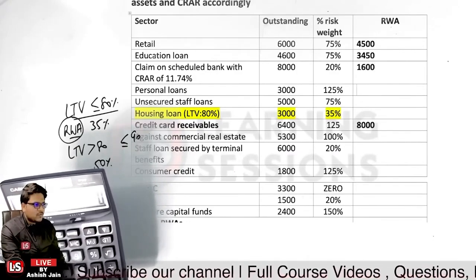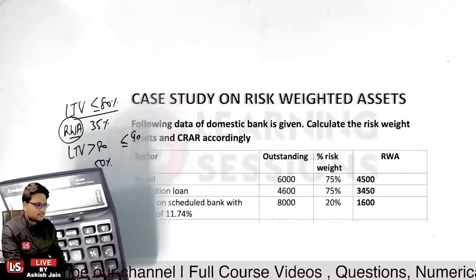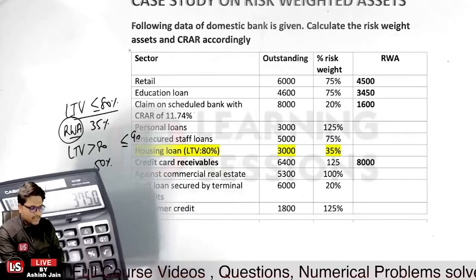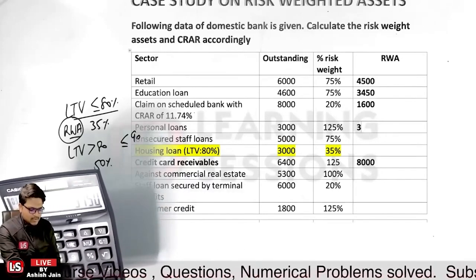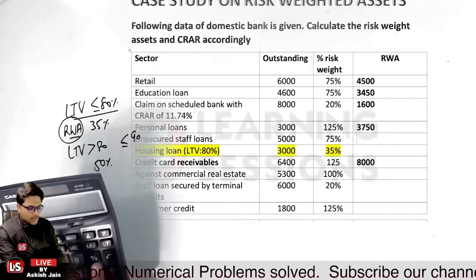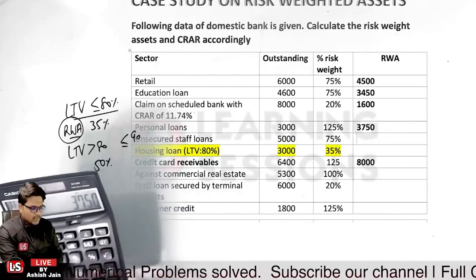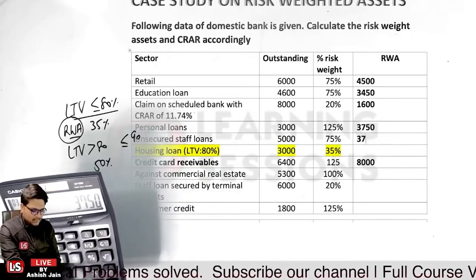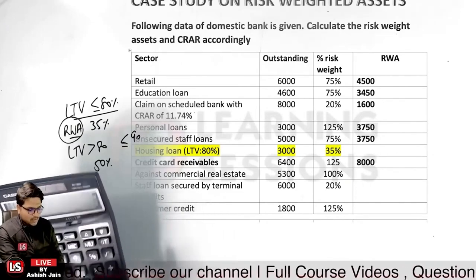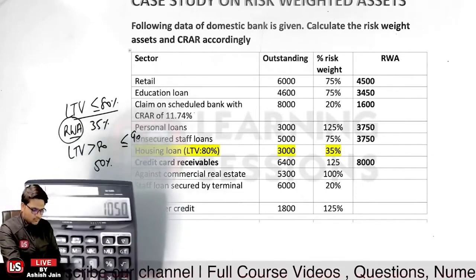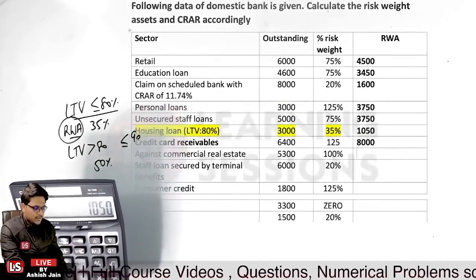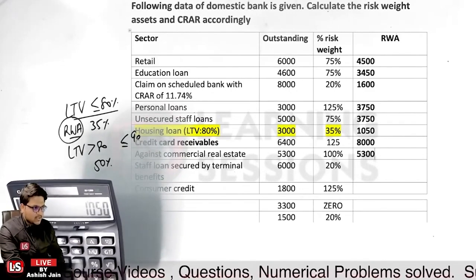And for the personal loans, it is 125%, so it will be 3,000 into 125%, that is 3,750. And further, in the case of the unsecured advance loans, it is 5,000 into 75%, so it will be 3,750 again. And then it is housing loan LTV 35%, so 3,000 into 35%, so it is amounting to 1,050. Further, against commercial real estate, it is 5,300 directly because it is 100%.